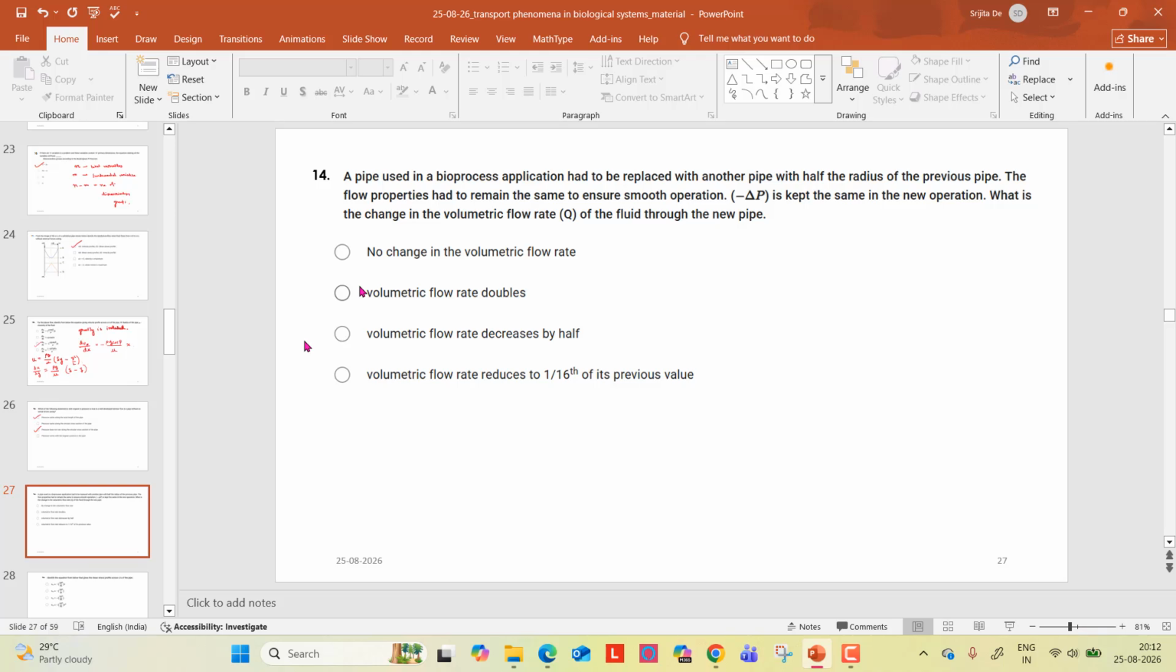to the pipe? So we have done this. Q is proportional to R to the power 4, right? So if it is reduced, it will be R by 2 to the power 4. So Q2 has to be 1 by 16 of Q1. Okay, it is option B.